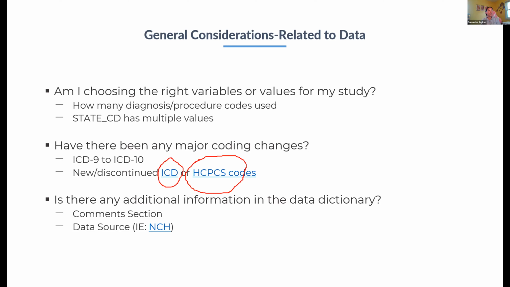And then, is there any additional information in the data dictionary that indicates or gives me ideas of what's going on? The comment section can be really juicy for things that you may have assumed were not happening, but in the comment section it's addressed. You can also look and see what the data source is in the data dictionary. And if the data source is something like the NCH, as you can see here, you can go to the NCH's data dictionary that's linked here and see if there's any additional information that you weren't able to capture in the data dictionaries, either on the ResDAC website, so our website, or in CCW's data dictionaries.